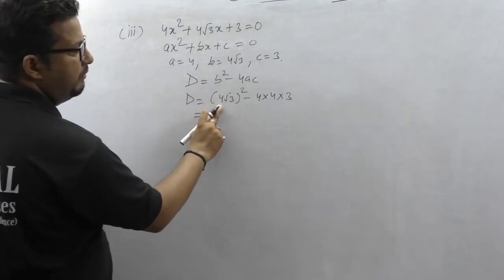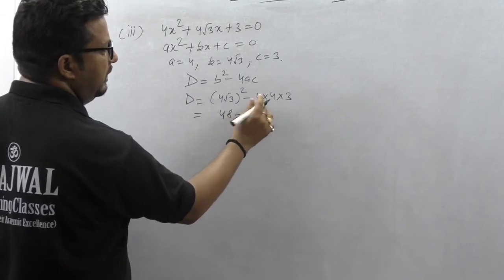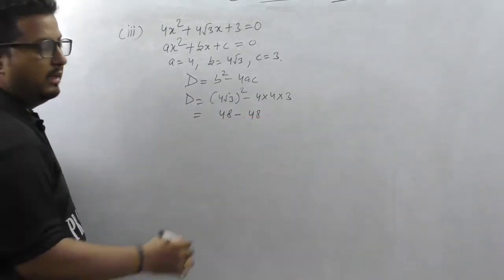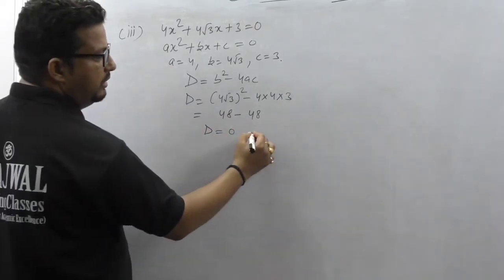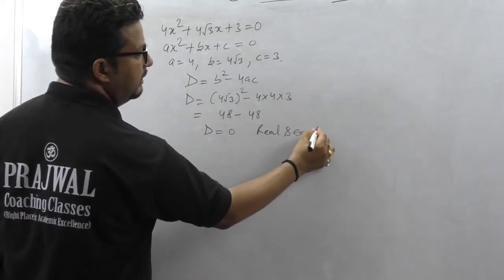So if you take the square of 4 root 3, 4 square is 16, root 3 square is 3, so it will be 16 into 3 is 48, and here it will be 4 into 4 is 16, into 3 is 48. So here the D value we got is 0. So that we understand, because D is 0, we know real and equal roots, real और इक्वल रूट.